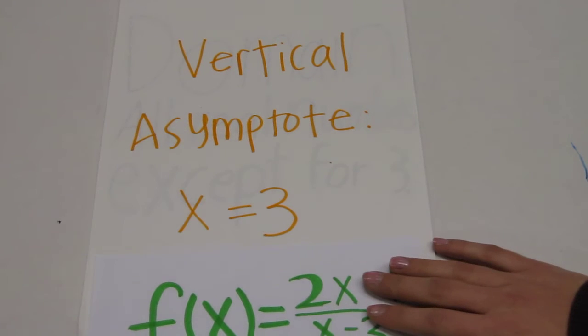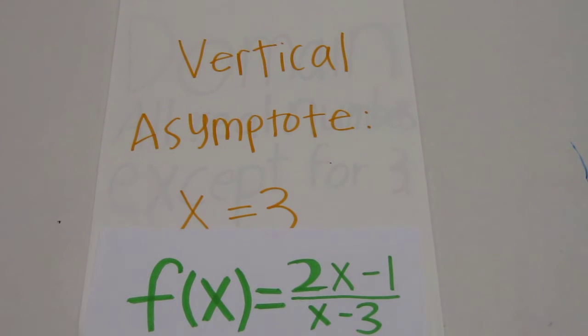Now we need to look for horizontal asymptotes, or slants, in the graph. The horizontal asymptotes and slants are determined by the highest power of x in the numerator and denominator. If the highest power of x in the numerator is greater than the highest power of x in the denominator, there is no horizontal asymptote. If the highest power of x in the numerator is less than the highest power of x in the denominator, then the horizontal asymptote is y = 0.